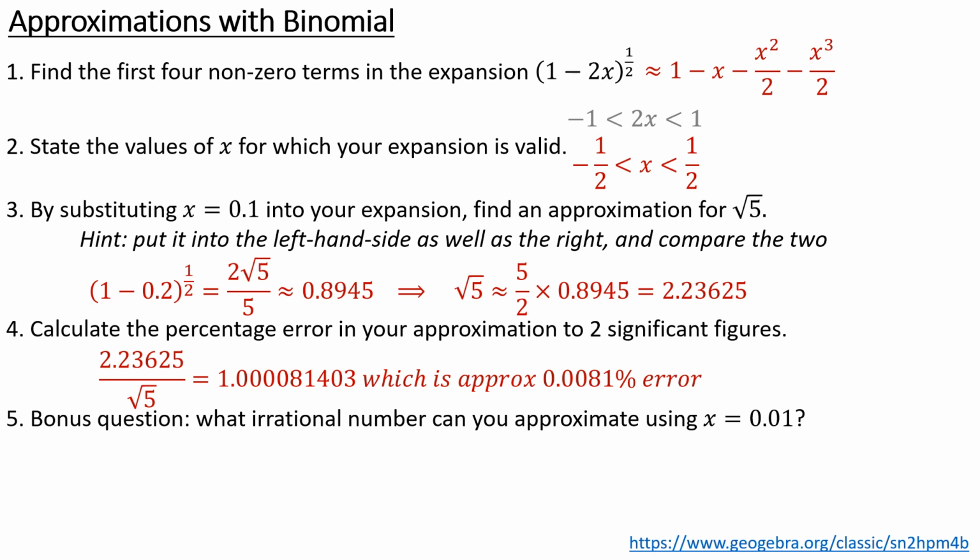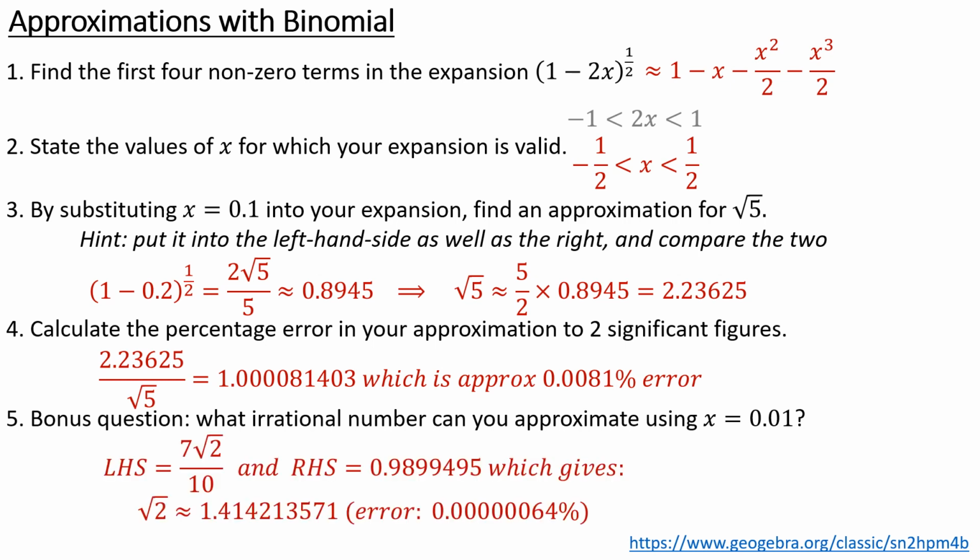For the bonus question, if you got to this, you can actually use the same binomial expansion to approximate a whole different irrational number. The trick is to substitute in 0.01, and you'll find that the left-hand side now evaluates to 7 root 2 over 10. The right-hand side gives you something very, very close to 1. And the beauty of this one is that because x is so small and so close to 0, the approximation is incredibly close to the real thing. And after we multiply by 10 and divide by 7, we get 1.414213571, which is an error of a very, very, very small percentage.